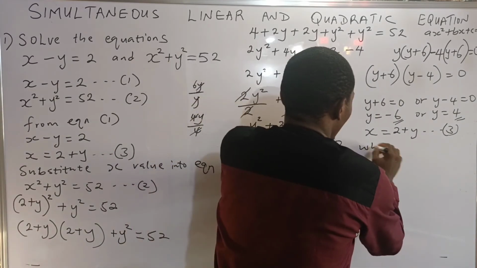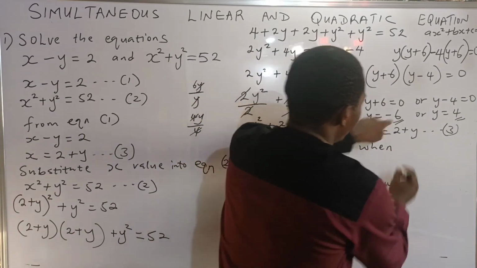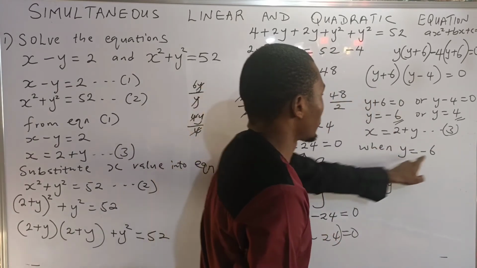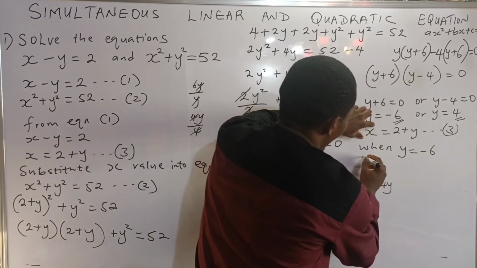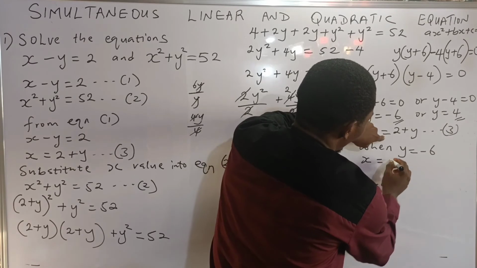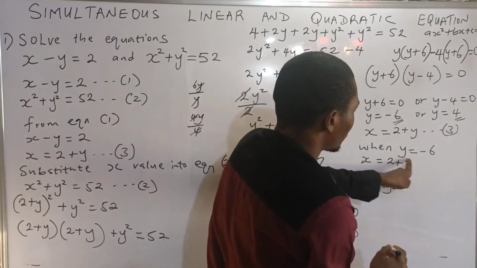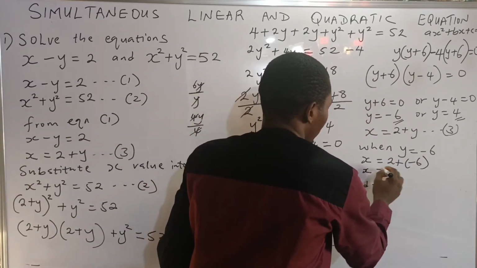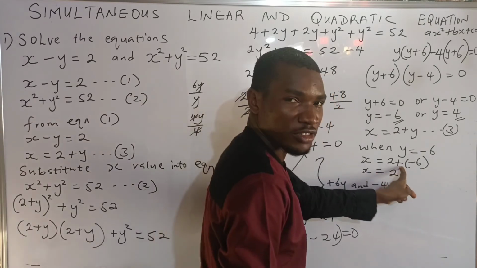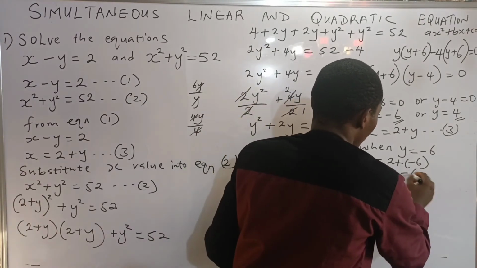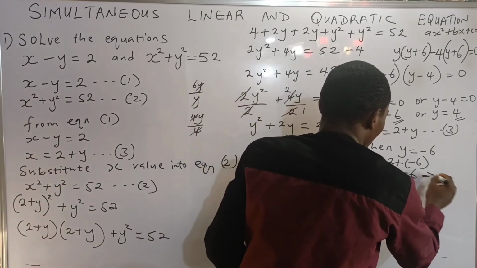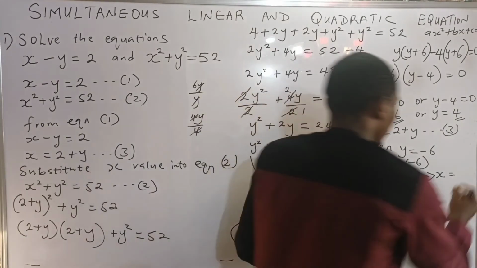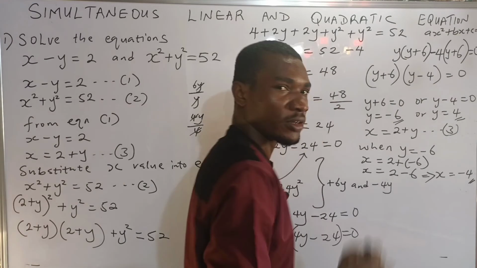Then I will say that when my y is equal to negative 6, automatically, if my y is now negative 6, what will be my x? I will now have that x is equal to 2 plus my y, now substituted for negative 6. Negative 6. Then I have that x is equal to 2 plus, multiplied by minus will give us minus, then 6. And this implies that my x is equal to 2 minus 6, which will give us negative 4. So this is the value for the first x.